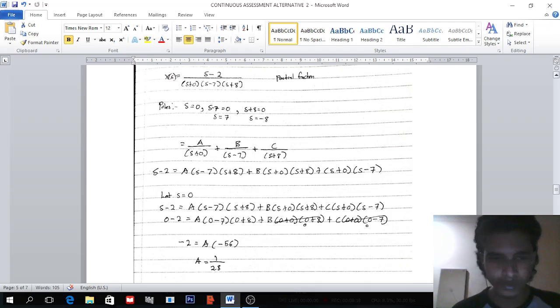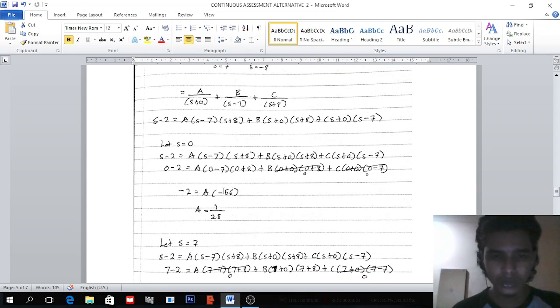Okay, so after doing the equation, 0 times this value would be 0, so you should cut it. Here also the same, so it will cut. So here it would be negative 2 equals A, negative 7 times 8 would be negative 56, and so negative 2 divided by negative 56, it would be A equals 1 over 28.